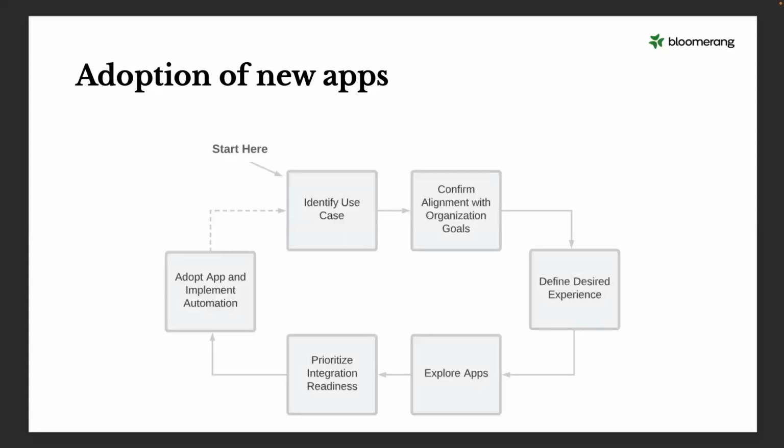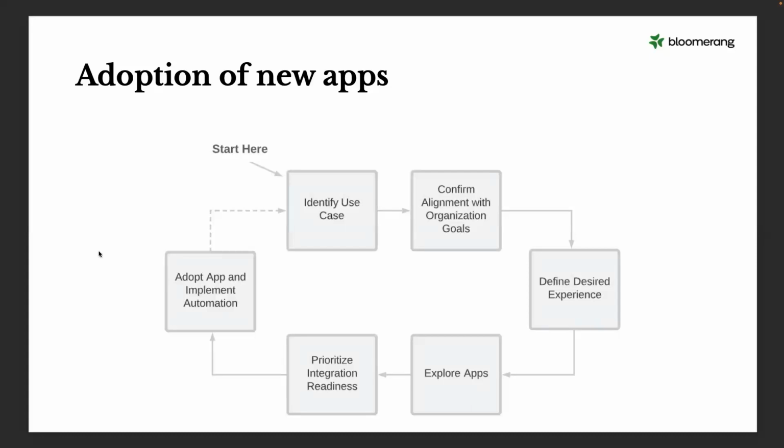So what this looks like is this life cycle shown here on the screen, where we start by identifying the use case, confirming it aligns with our organizational goals, defining the experience that we want our constituents to have. And only at that point do we recommend going to the marketplace and trying to find a tool that really fits the use case you've just defined. Because that piece of making sure not only the app meets your needs for the use case, but also is integration friendly, is what is going to ensure that you have a successful integration between your CRM, being Bloomerang, and other applications that you might be using or are looking to adopt.